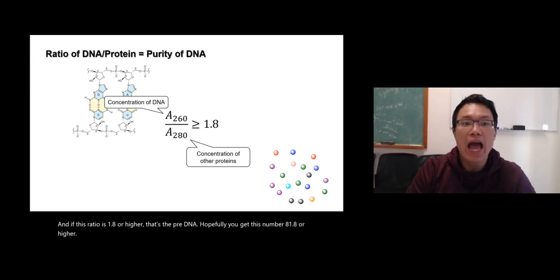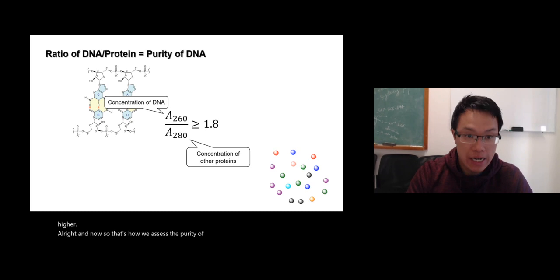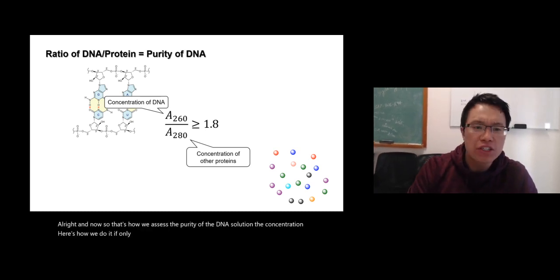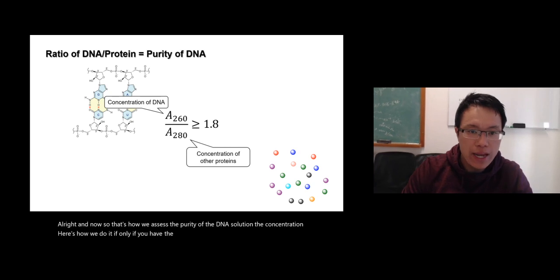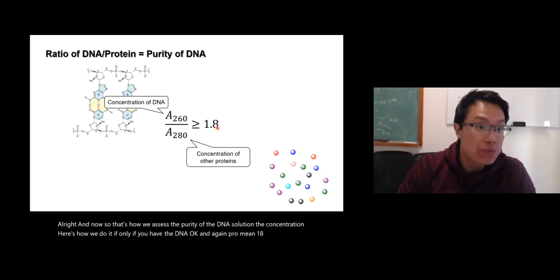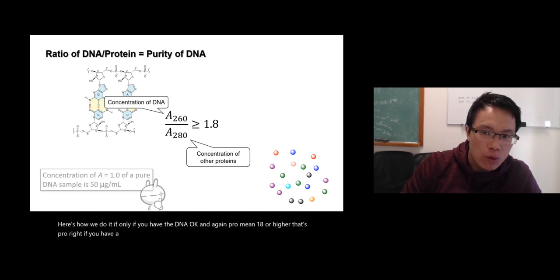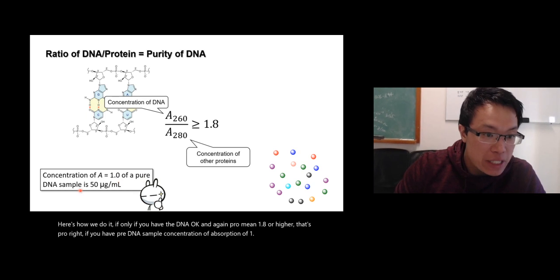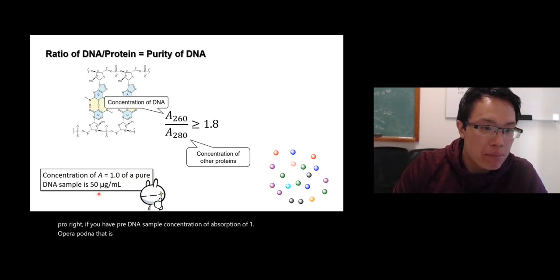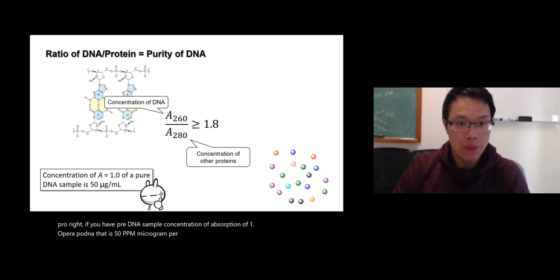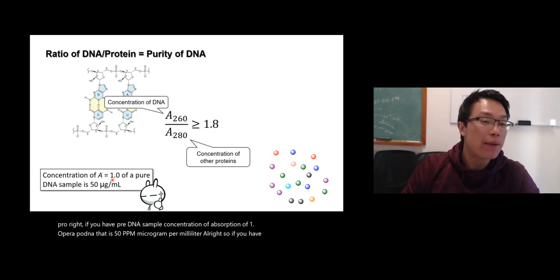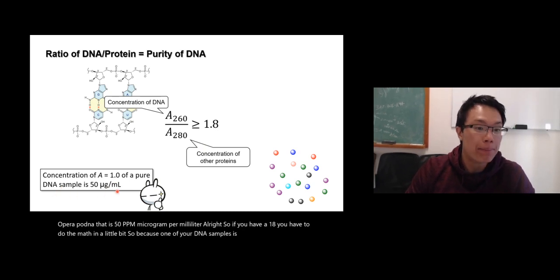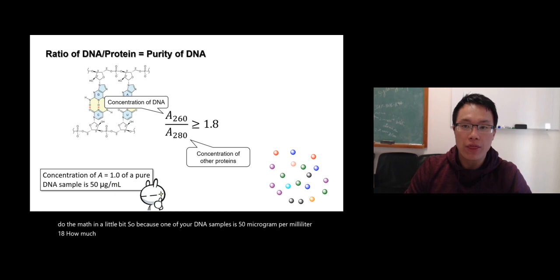All right, so that's how we assess the purity of the DNA solution. The concentration, here's how we do it, only if you have pure DNA. Okay, and again, pure means 1.8 or higher. If you have a pure DNA sample, an absorption of 1 for pure DNA is 50 ppm, micrograms per milliliter. So if you have 1.8, you have to do the math a little bit. Because 1 for pure DNA samples is 50 micrograms per milliliter, 1.8, how much is that? Do the math on that.